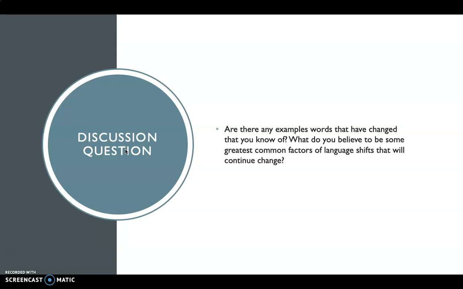I also wanted to include another question. What do you believe to be some of the greatest common factors of language shifts that will continue to change? With this, I mean, where do you think, with social or time or regional differences, you could find how a word can be changed? This could be with peers socially using slang. Is there any specific common factor that you can find that makes this shift strong enough to change a whole language, not just within a community?